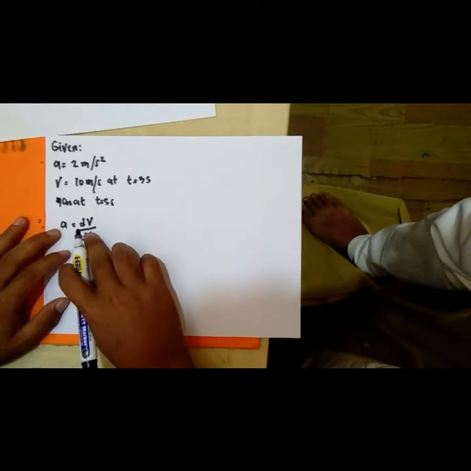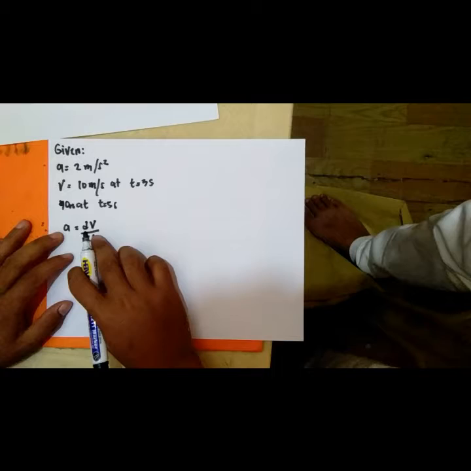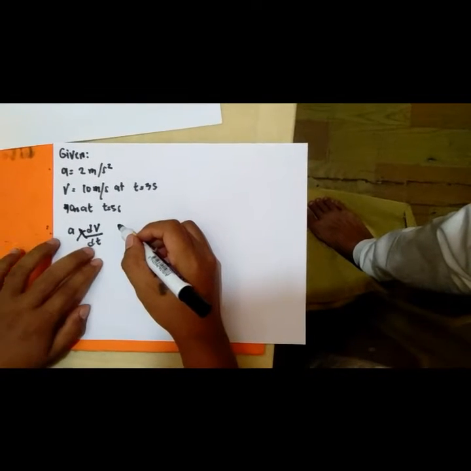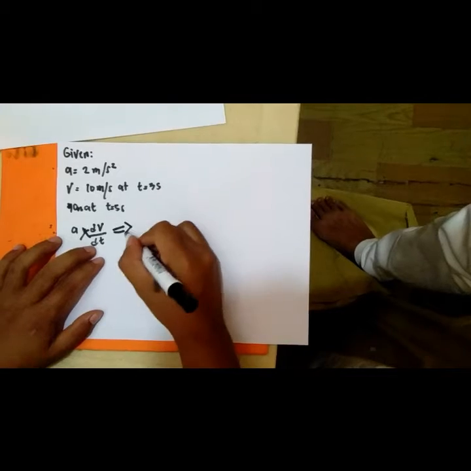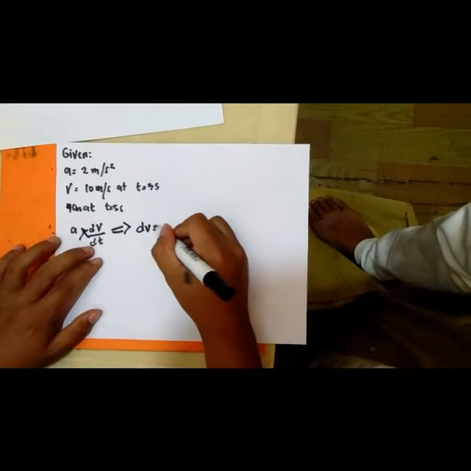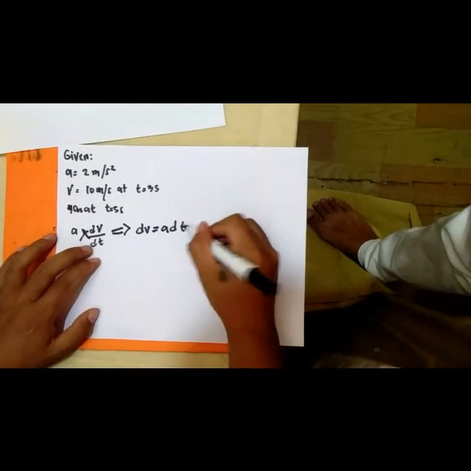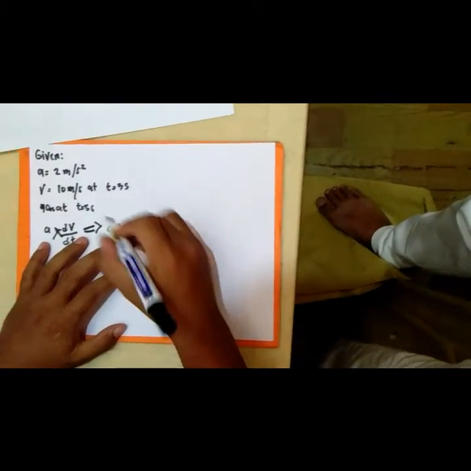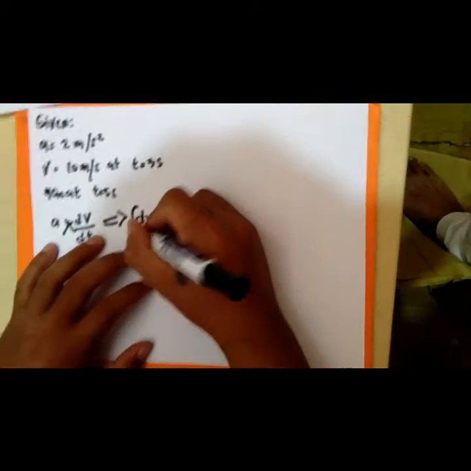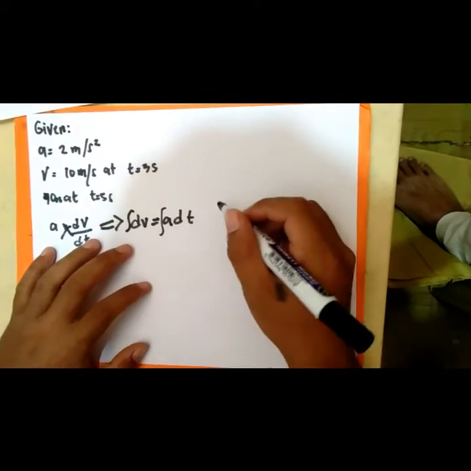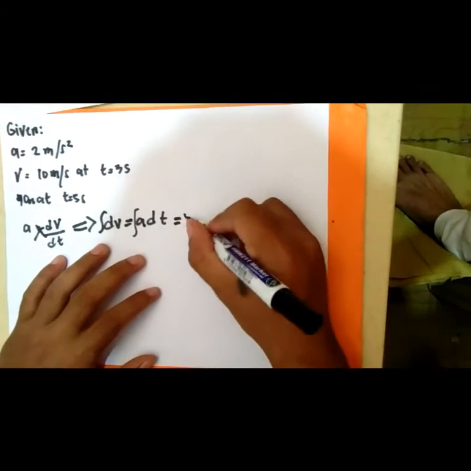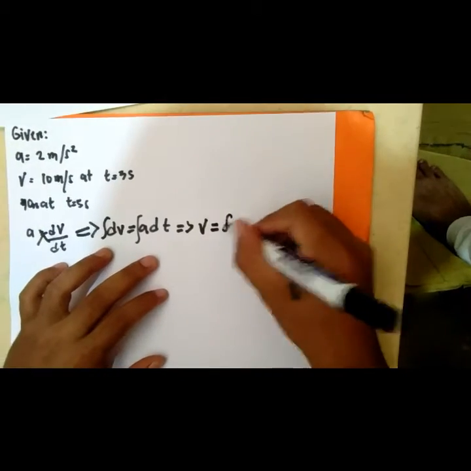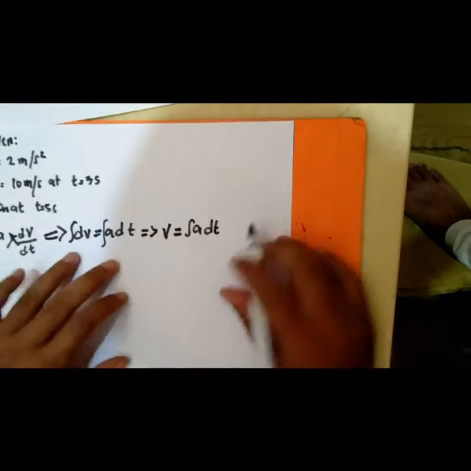To get the formula of velocity, we will cross multiply the acceleration into the derivative of time. So this will become dv equals a dt. Then to get the formula of the velocity, we will use the integration process. We will integrate the dv and the a dt. So this will become v equals the integral of a dt.